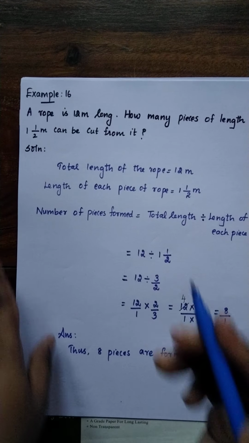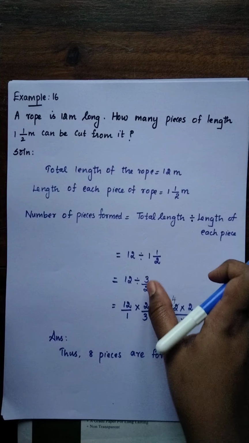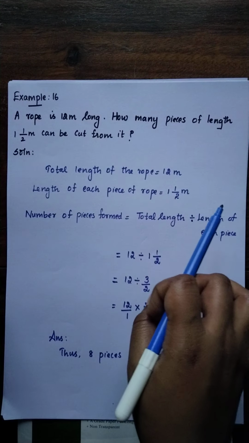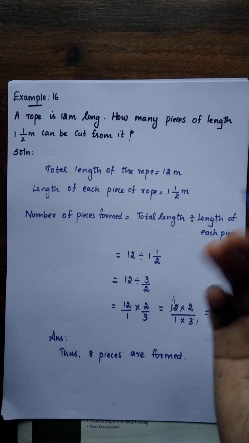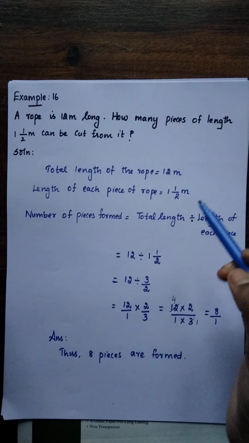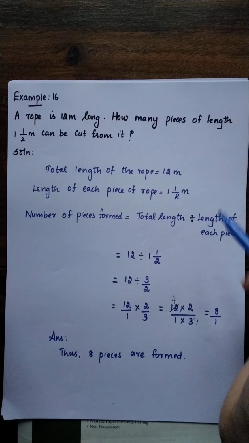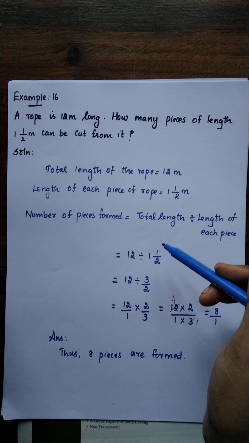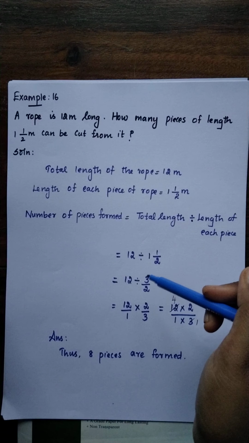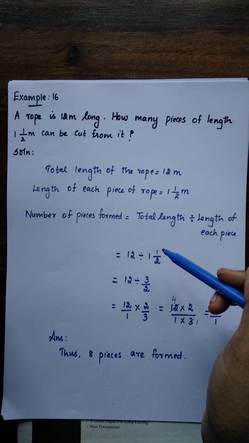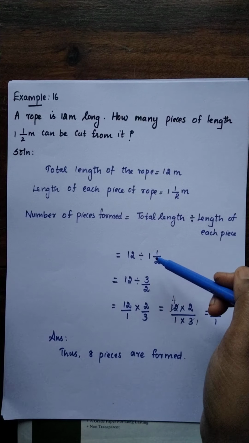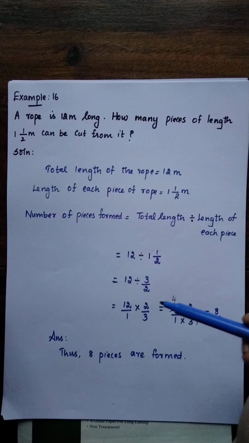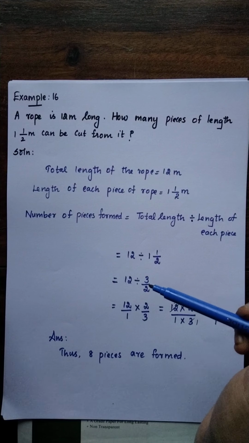Okay, so total length of the rope is given in the question, that is 12 meter. Length of each piece of rope is 1 by 2 meter. We are going to find the number of pieces, which equals total length divided by length of each piece. 12 divided by 1 by 2. First convert this mixed fraction into an improper fraction. 2 into 1 is 2, 2 plus 1 is 3. So 3 by 2.